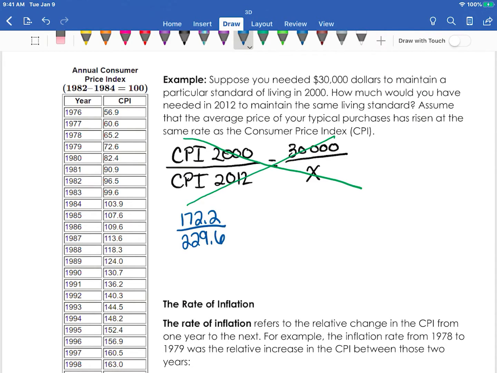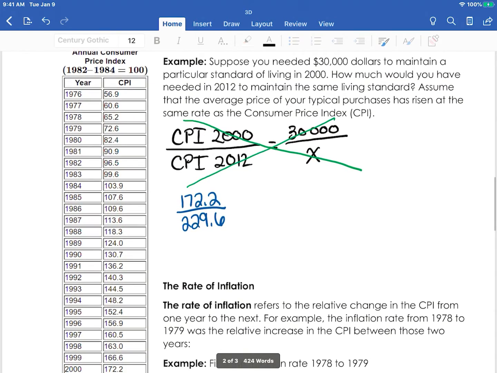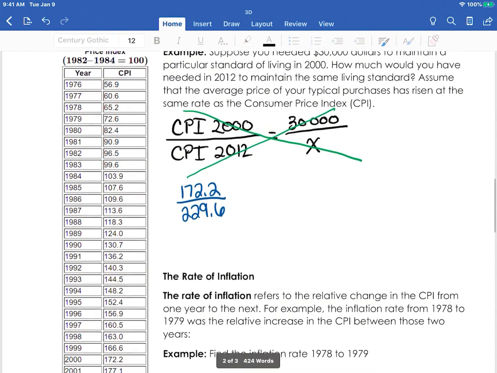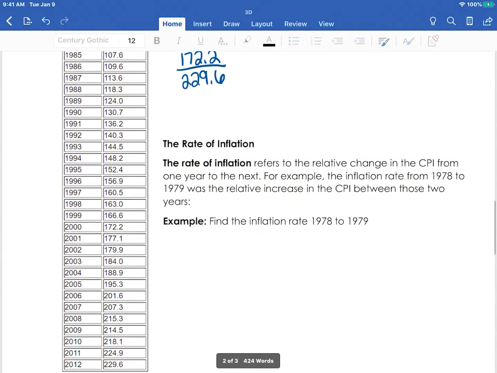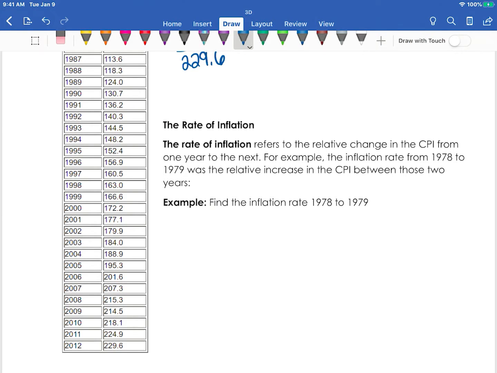Now, this isn't on this page. You'd have to scroll down a little bit. So when you're looking at the worksheet and you're filling out the notes, keep in mind you have to scroll down a little bit to find that CPI down here for 2000. Here's 2000. Let me circle it here. Here's 2000 and here 2012.